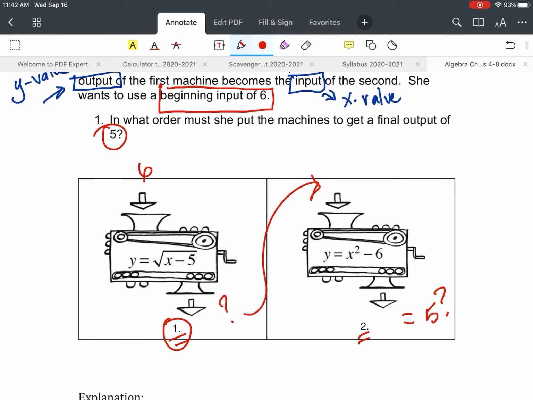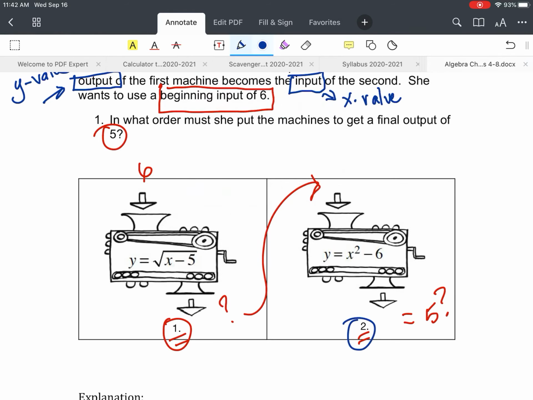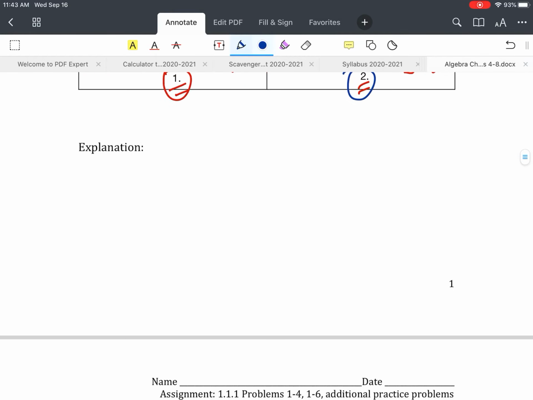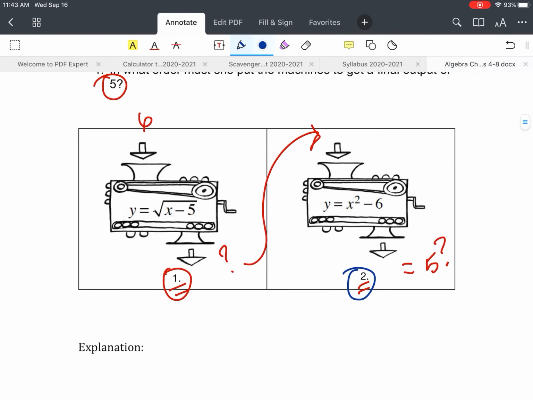If it doesn't work, then you need to do it again, but this time you would start with number 2. And you would do an input of 6 here and see what happens when you put the output in here into number 1. So you're going to have to play around with that, but I left you some room at the bottom of the page to do the work. And hopefully when we go through the lesson, you'll see what I mean by that.